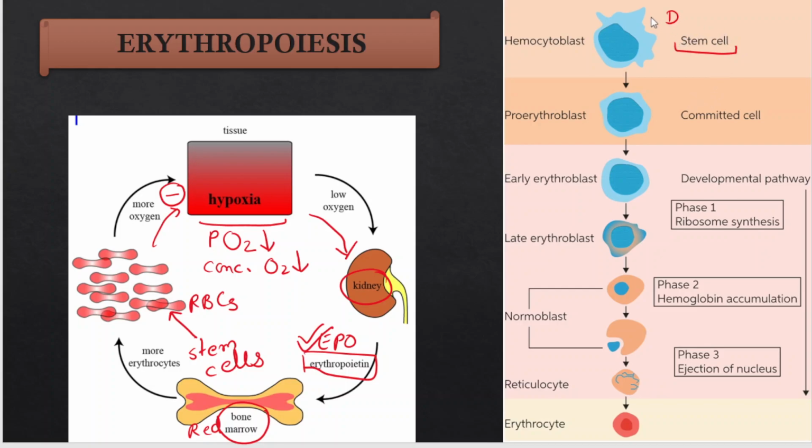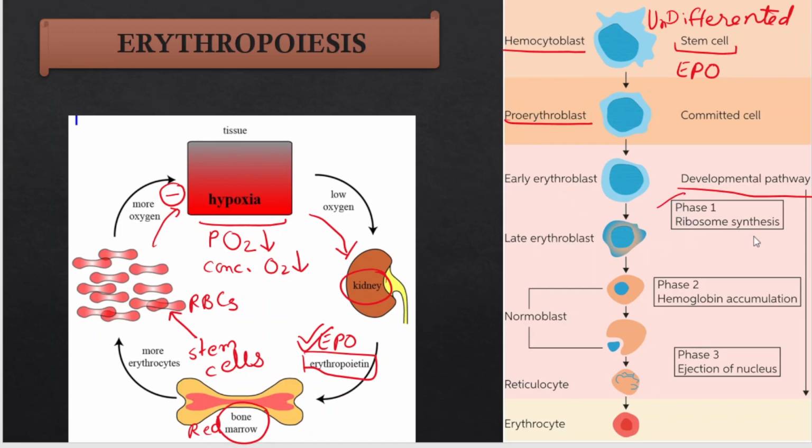Stem cells are undifferentiated. Undifferentiated means that they can be converted into any type of cell. So this is called hemocytoblast, but with the effect of EPO, they are converted into proerythroblast. This means these cells are committed to form an erythrocyte. Then this proerythroblast goes through the developmental pathway in 3 phases.